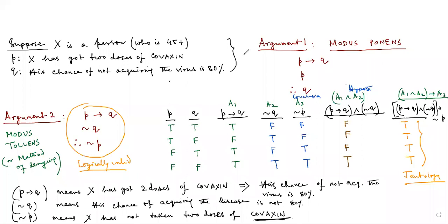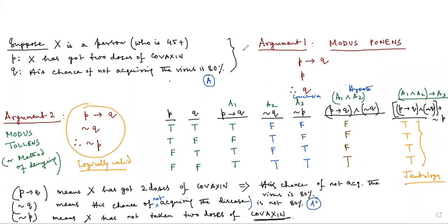Okay, here is one mistake which I must rectify. The word not will be there: his chance of not acquiring the disease is not 80%. Because if you consider this to be event capital A, from the probabilities point of view, its complementary event A bar will have this statement. That means if he gets 2 doses of Covaxin, then his chance of not acquiring the disease increases by 80%. But if he has not taken the doses, his chance of not acquiring the disease is not 80%. Therefore the second set of argument is actually a valid set of argument, which is called modus tollens.